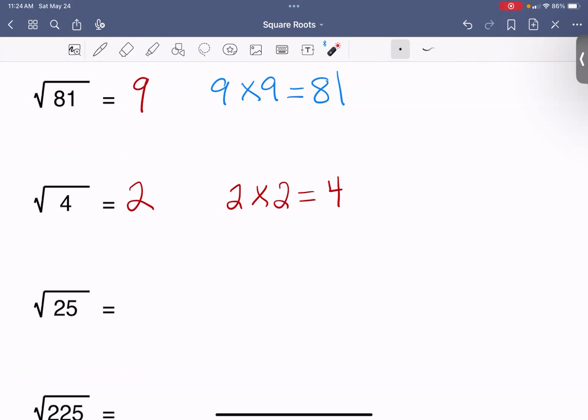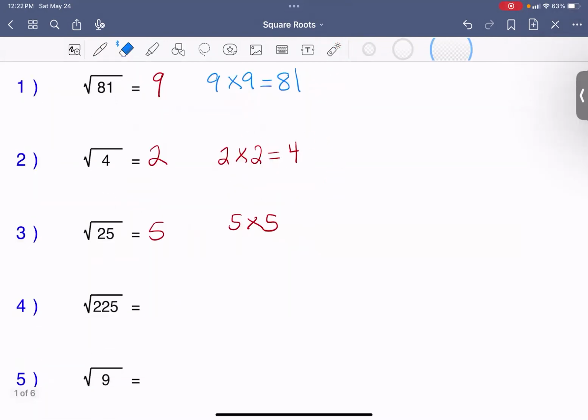Now, when we get a square root and we get a whole number, that is called a perfect square. The square root of 25 gives us 5 because 5 times 5 is 25. So 25 is a perfect square. 4 is a perfect square. 81 is a perfect square.